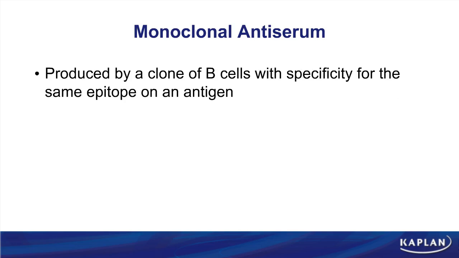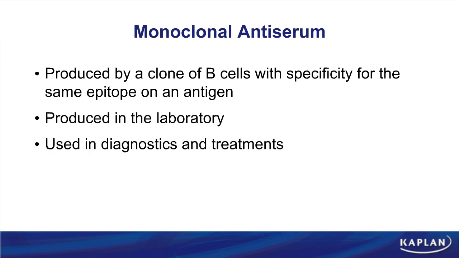Monoclonal antibodies or monoclonal antiserum is sort of a different story. We wouldn't really expect during any given infection to produce monoclonal antibodies because that suggests that we have one clone of B cells making the same antibody. You can see this in certain malignancies, but other than that, we really wouldn't expect to see a monoclonal spike in antibodies unless we were looking at something like multiple myeloma. Now, we produce monoclonal antibodies in the laboratory and we use them all the time.